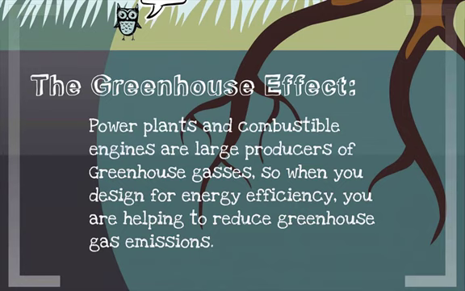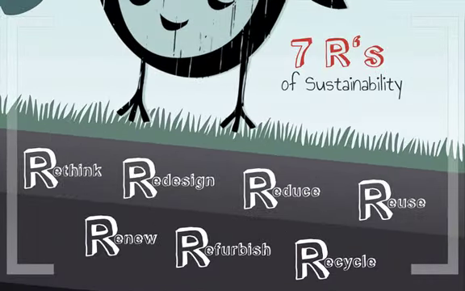Power plants and combustible engines are the largest producers of greenhouse gases. So when you design for energy efficiency, you're helping to reduce greenhouse gas emissions. Sustainable design works not only to reduce the amount of fossil fuels burned to build and maintain a structure, but also other negative environmental effects as well. These could include the demand for water, the reduction of toxins and harmful chemicals, waste reduction, and creating an overall healthier environment for the inhabitants. There are 7 R's of sustainability.